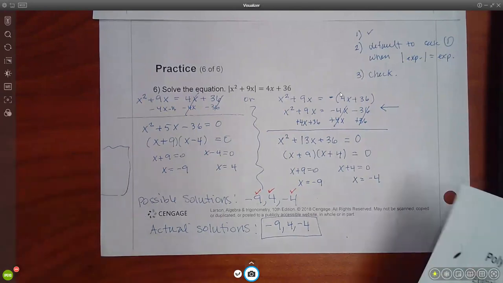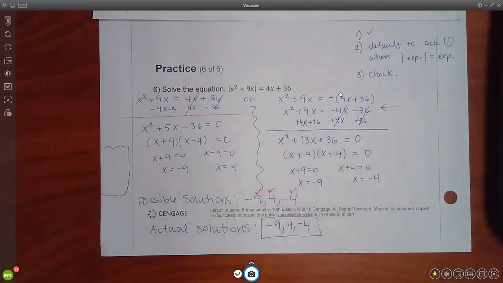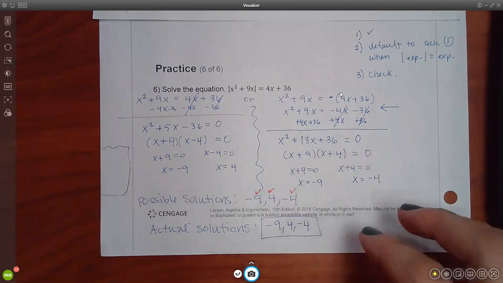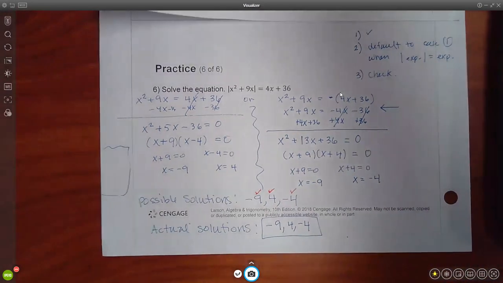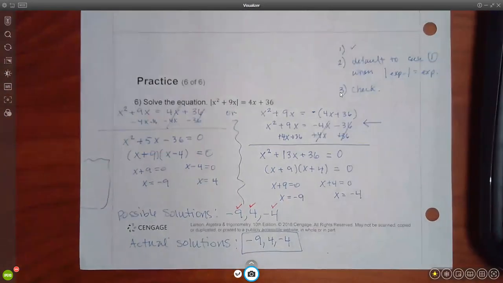Okay, so I think that was the end of that section. So we don't have any more absolute value problems.